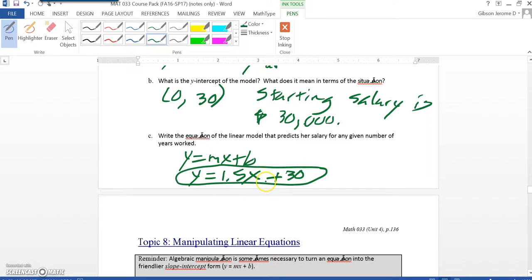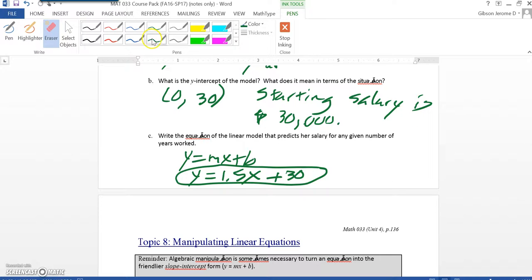Now, one other thing I want to say to you, just in case you encounter this situation. If it didn't say in thousands of dollars, then you'd have to write this out as y equals 1,500x plus $30,000. That's if it didn't say in thousands of dollars. But since it did, we're done with this equation here. But I just wanted to show you that.